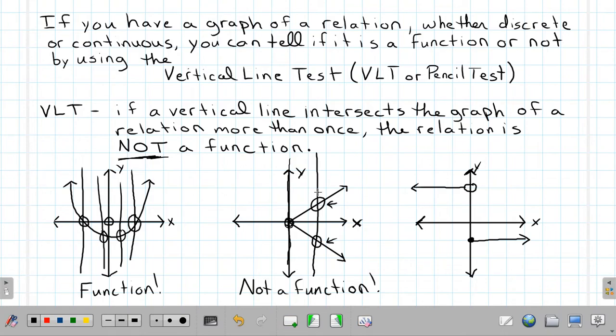So that's why the vertical line test tells us if it's a function or not. So once again, if you can draw a vertical line anywhere and hit the graph more than once, then it's not a function, okay?